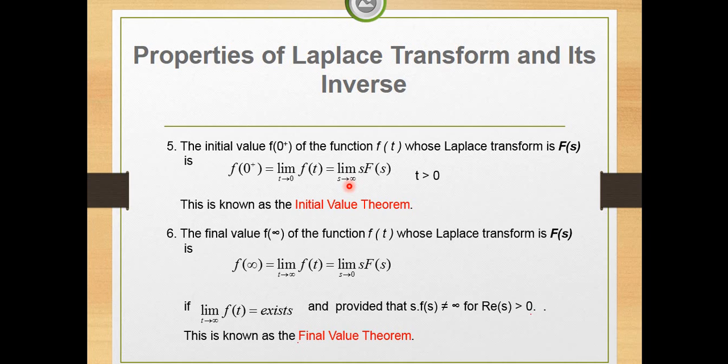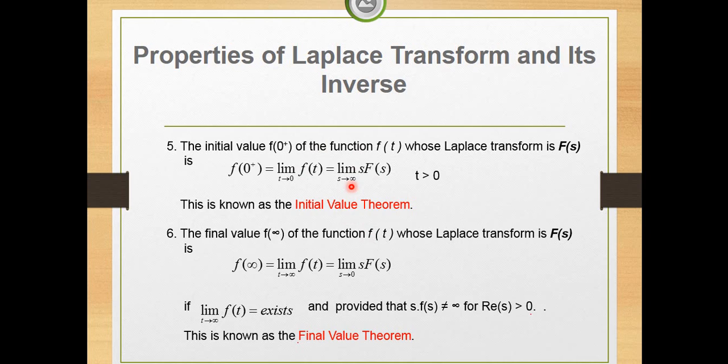If your expression results in an indeterminate form, what's an example of an indeterminate form? Like in your differential calculus, infinity over infinity is an indeterminate form. You will have to use L'Hopital's rule, or the techniques that you have learned in calculus, to convert an indeterminate form to something which is specific in value. And that is in the case of the initial value theorem.